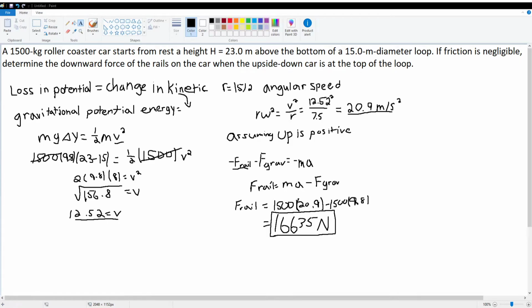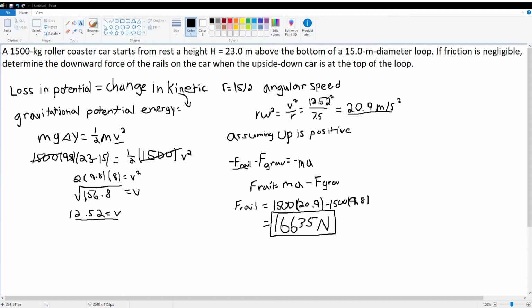That's important. So for this problem, we need to know that the loss in potential energy is equal to the change in kinetic energy. They kind of go hand in hand. And the reason we need that is because we can use potential energy to find the velocity of kinetic energy.